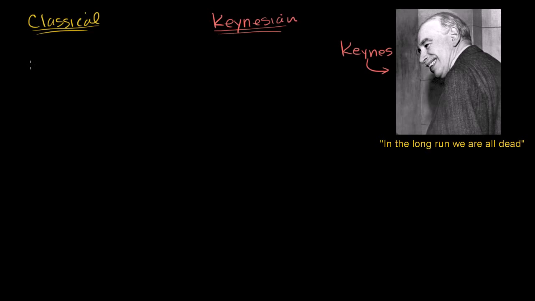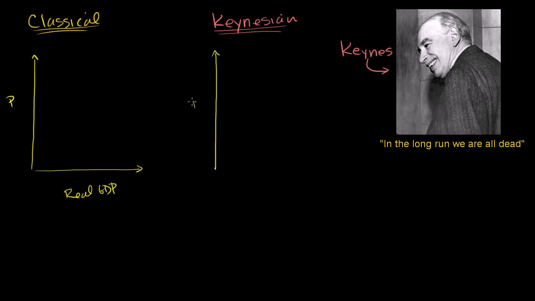So in classical economics, I'm going to use aggregate demand and aggregate supply in both. So this is classical, this is price, this right over here is real GDP. And I'm going to do it for the Keynesian case as well. So this is price, and this right over here is real GDP. Now, in both views of reality, or both models, you have a downward sloping aggregate demand curve for all the reasons that we've talked about in multiple videos. That is aggregate demand right over there.